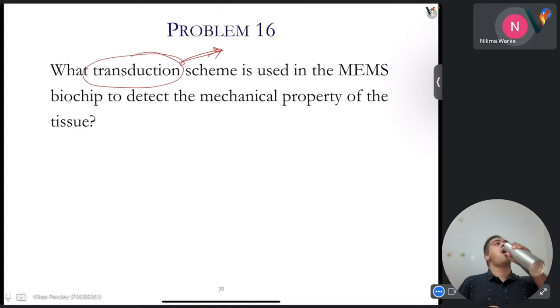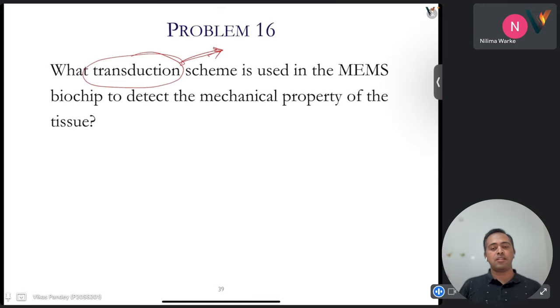Is it the piezo one? Yes, piezo is right. The next one, yes. Complete the piezo, what it is. Piezoelectric, piezo, because one is piezoresistive and one is piezo. Yes, you are going in the right direction, but complete it. Something is still missing.